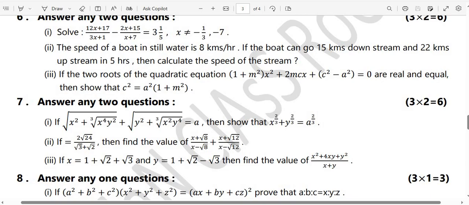Question number 3. If x is equal to 1 plus root 2 plus root 3 and y is equal to 1 plus root 2 minus root 3, then find the value of x square plus 4xy plus y square by x plus y.